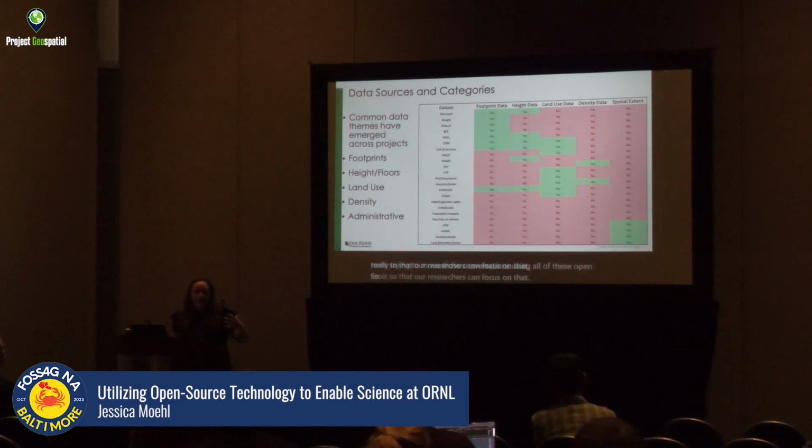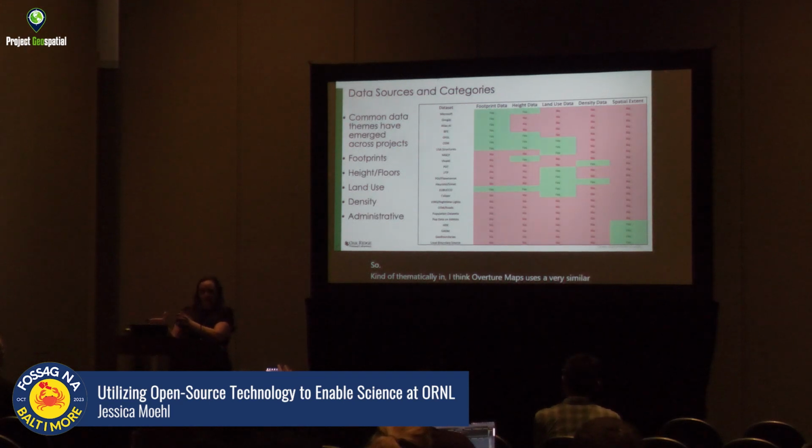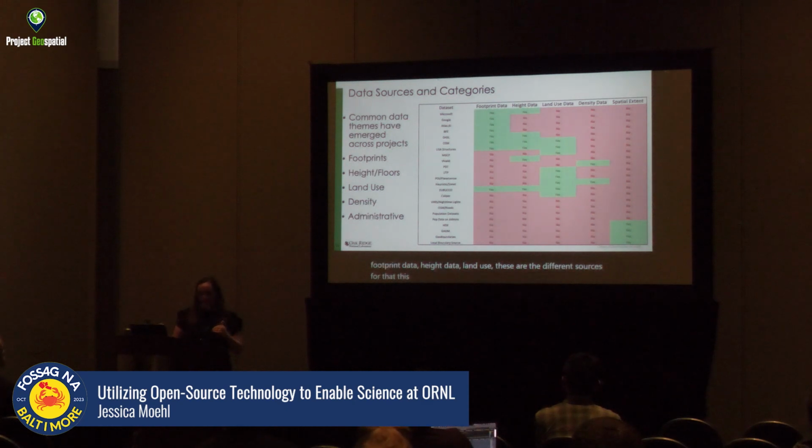So kind of thematically, and I think Overture Maps uses a very similar category and structure for a lot of their data, we've got footprint data, height data, land use. These are the different sources for that. This is why we like that one versus this one. So we've really focused on those things being outcomes of all of our data work, and then we're going to store them in the same place.